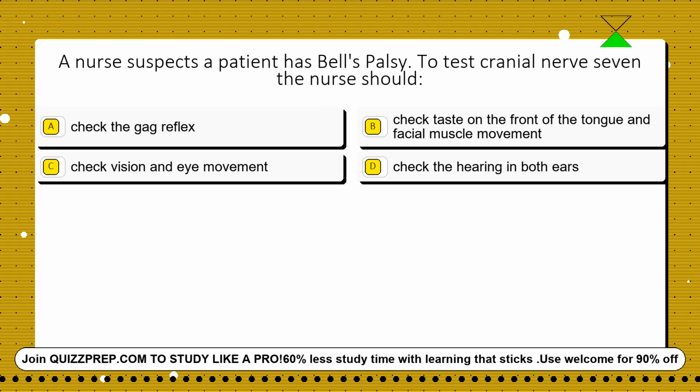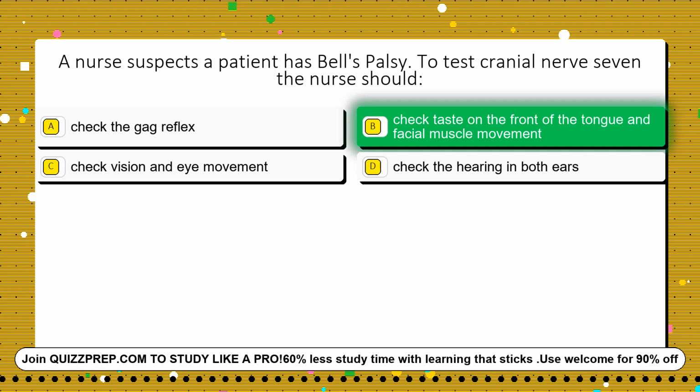Question 70. A nurse suspects a patient has Bell's palsy. To test cranial nerve 7, the nurse should: Option A, check the gag reflex. Option B, check taste on the front of the tongue and facial muscle movement. Option C, check vision and eye movement. Option D, check the hearing in both ears.